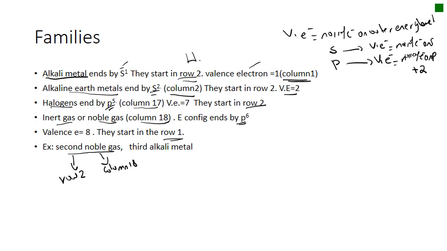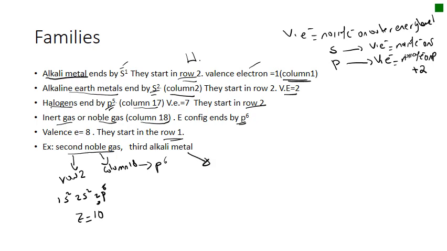According to this information, we can make electron configuration 1s2, 2s2, 2p. We are in row 2, and column 18, so we should stop at p6, so 2p6. Atomic number in this case is equal to the number of electrons: 6 plus 2 plus 2, it is equal to 10.